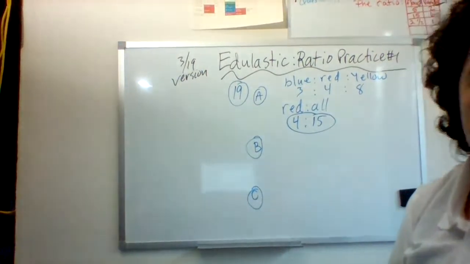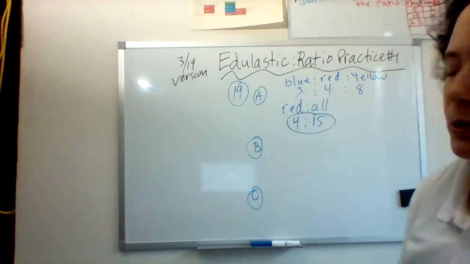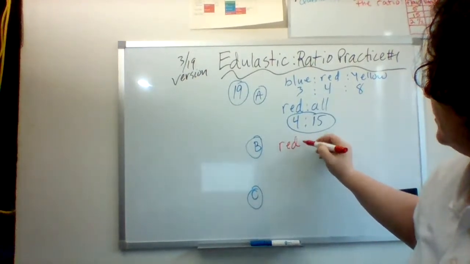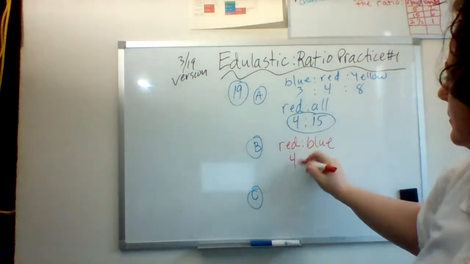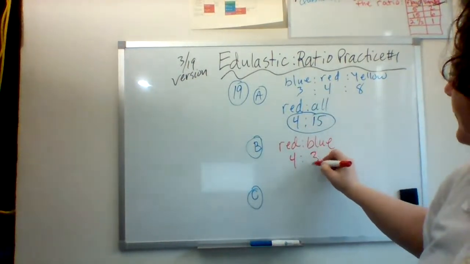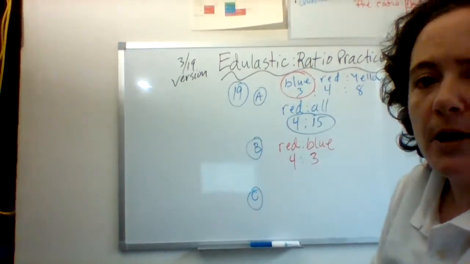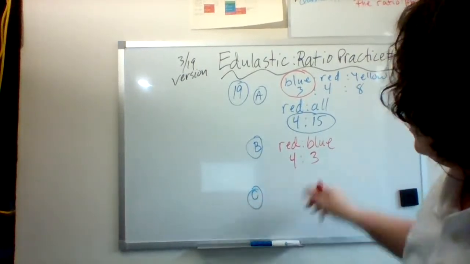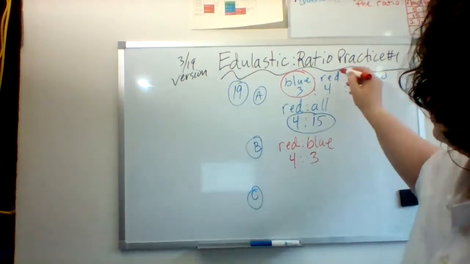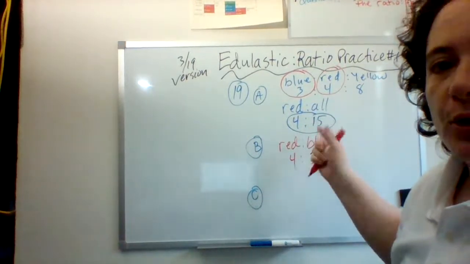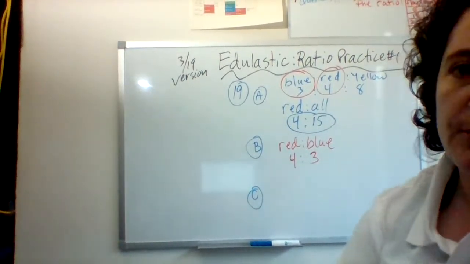Okay, let's take a look at part B. Part B says write the ratio of red to blue. So let's do red to blue. Red is 4, blue is 3. Remember that the number has to stay attached to the quantity, the item. Otherwise, you change the ratio. So red matches with 4 and blue matches with 3. Changing the order of the words forces you to change the order of the numbers because they stay together. They are a pair.